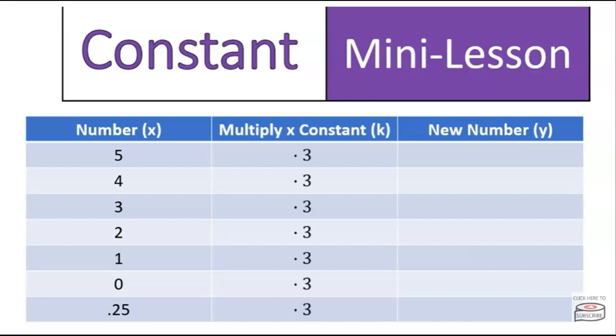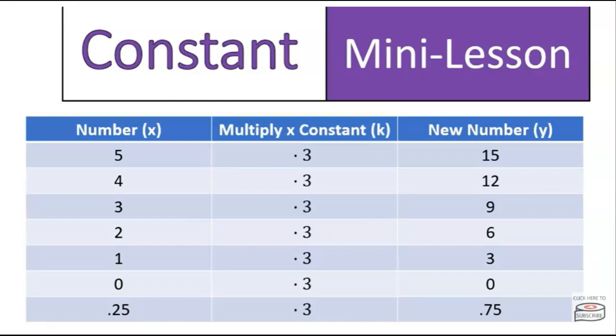If you were given this list of times 3, that means times 3, that dot is often used to mean multiplication. So we have 5 over here, times 3 is going to give us some kind of new number. 4 times 3, 3 times 3, etc., all the way down. We even have a decimal at the bottom, 0.25 times 3. So 3 is our constant. And when we multiply our x value times our constant, we'll get a new number. And that is the basics of what a constant is.